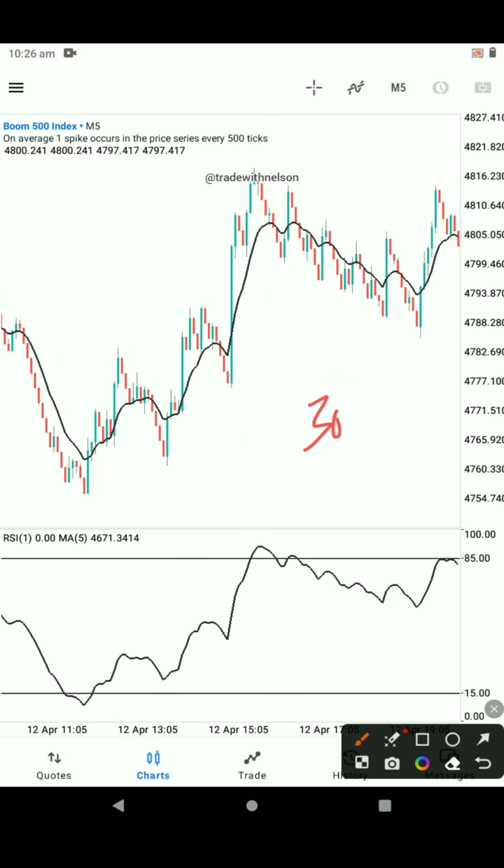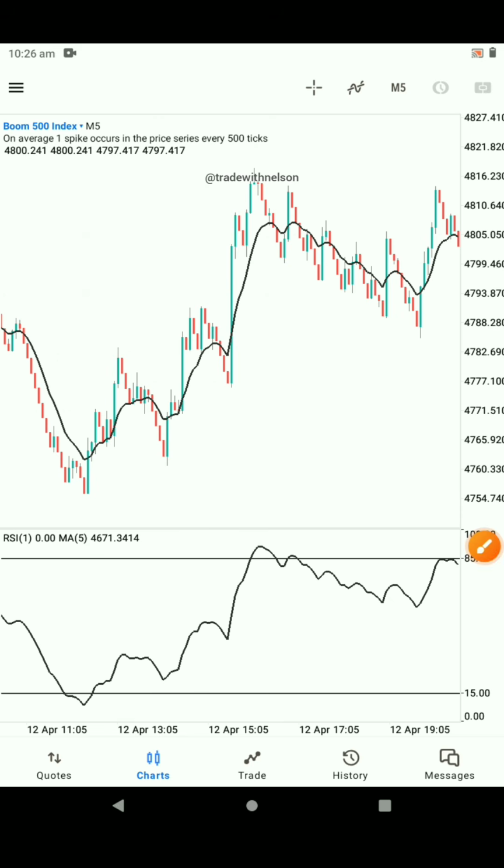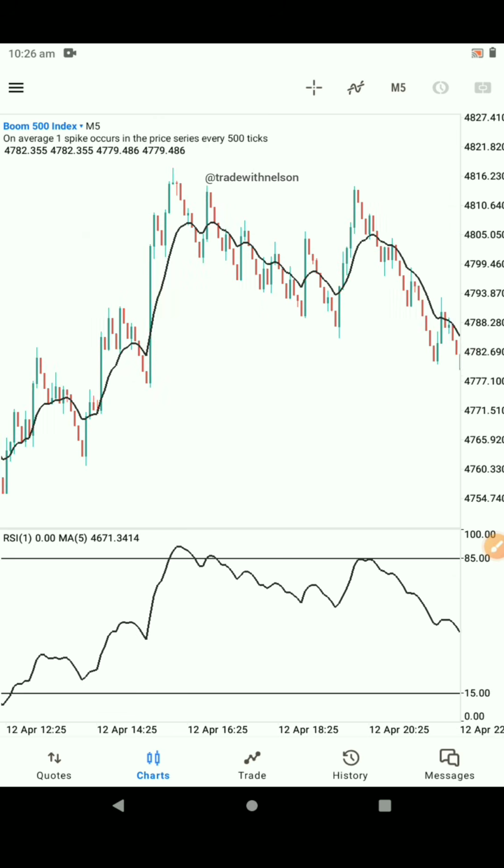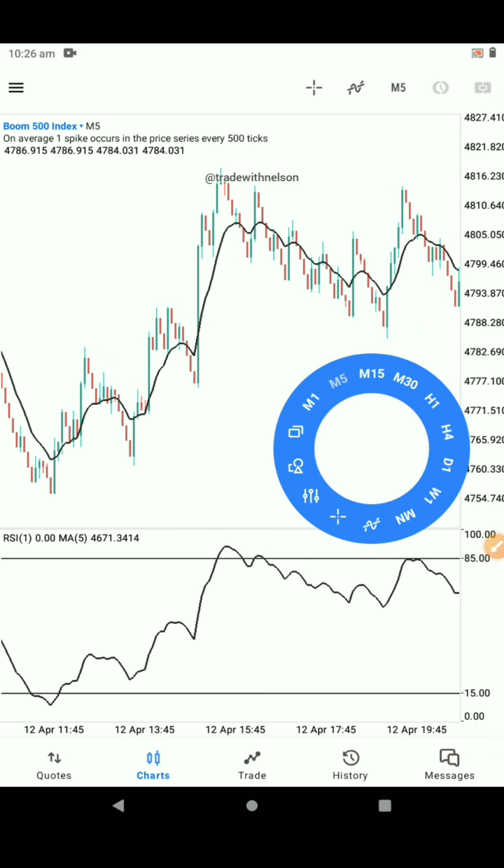If you are trading this strategy, we are using 2 time frames. We are using the 30 minutes time frame and also the 5 minutes time frame. We use the 30 minutes time frame for our analysis and the 5 minutes time frame for our entry. Don't worry, I will show you how you can trade both the boom and crash markets easily with this strategy. So the first thing you need to do is go to your 30 minutes time frame.